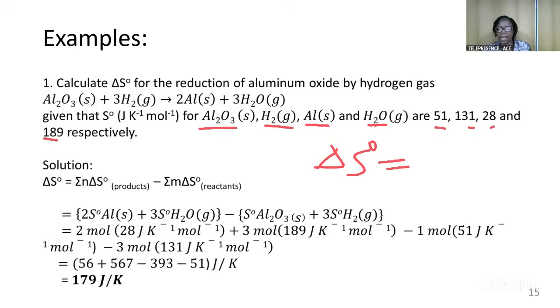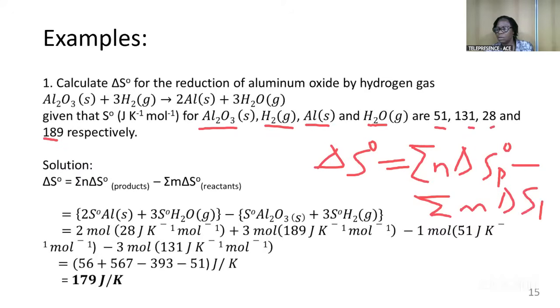And so delta S here will involve the summation of all of the entropies of the reactants and all of the entropies of the products. So this is product minus what you have for all the reactants in standard state. And that is what we have here. So if you look at the number of moles on the product side, which is where we are starting from, on the product side, we have 2 moles of aluminum in solid state.